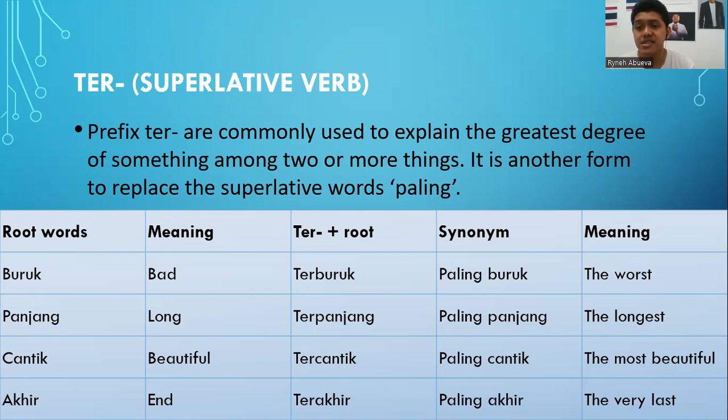Panjang. Panjang means long. If we add the prefix, it becomes terpanjang or paling panjang, meaning the longest. Cantik. Cantik means beautiful. Tercantik is a synonym for paling cantik, meaning the most beautiful. Akhir. Akhir means end. We add the prefix to the root word, it becomes terakhir, meaning the very last. This is the same as paling akhir.